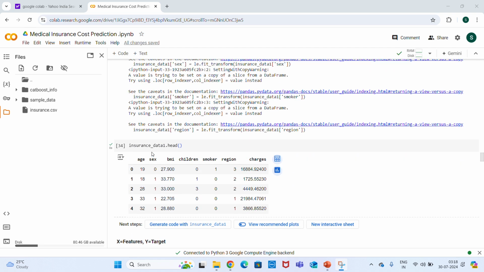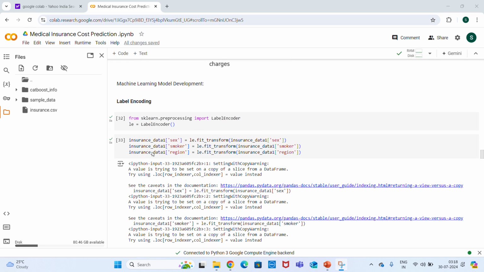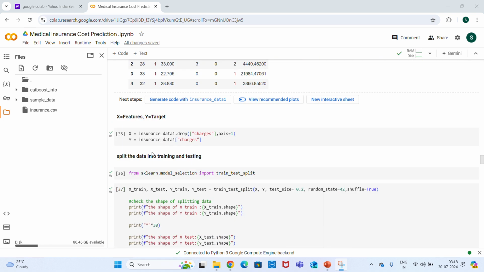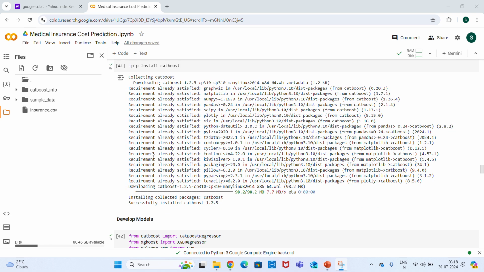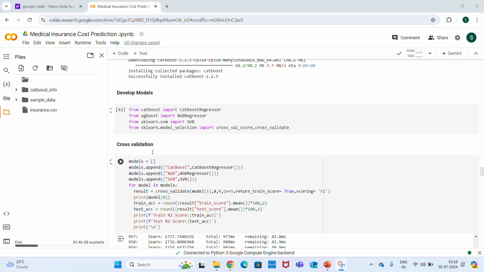Next one, machine learning model development. Categorical values are converted to numerical values using label encoding. Next, splitting data. The dataset is split into training and testing sets. Next one is feature scaling. Numerical features, age, BMI, and children, are scaled using standard scaler. Next one is model training. For model training and evaluation, three regression models, that is CatBoost, XGBoost, and SVR, are trained and evaluated.